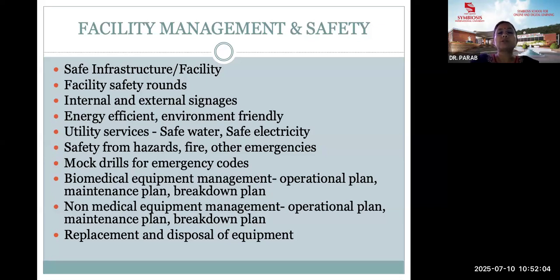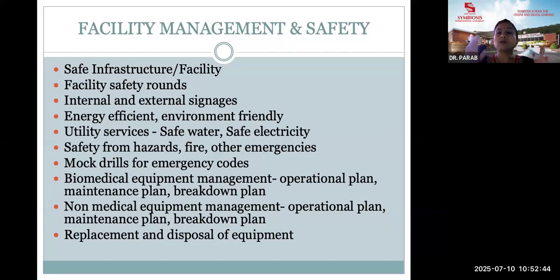The next chapter is facility management and safety, which is a non-medical, non-clinical chapter, which talks about the equipment in the hospital, both biomedical as well as non-medical equipment of the hospital. So how are we going to purchase these equipment? What is the protocol for purchasing? How do you maintain the equipment? What is the operational plan for the equipment? And in case of a breakdown, how are we going to handle that? In case the equipment has become redundant, how are you going to replace that? How are you going to dispose of that? All that will come under this chapter.